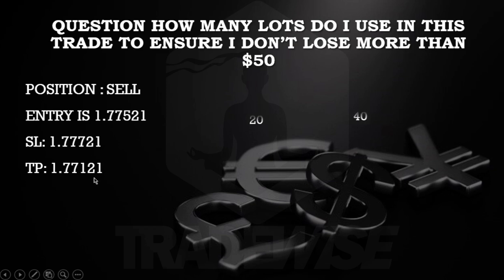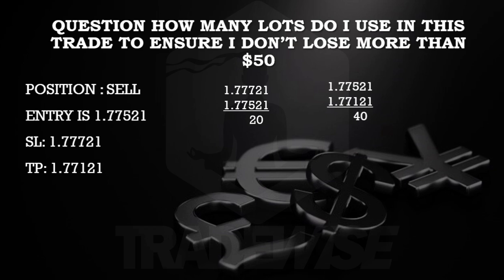1.77121. So step one, you want to find out how many pips we are risking on this trade. You want to figure out how much you are risking and how much you are going to make. So we take this entry, we do a subtraction from the highest and lowest. Don't mind me, I'm mistaking the numbers. So that will give us 20, and this will give us 40. So there's 20 pips and 40 pips.